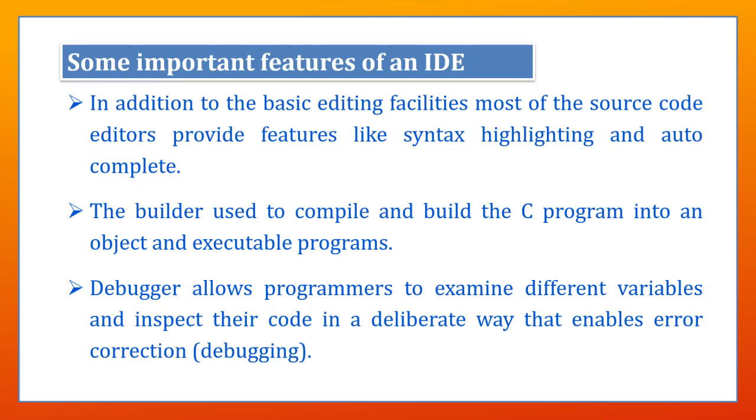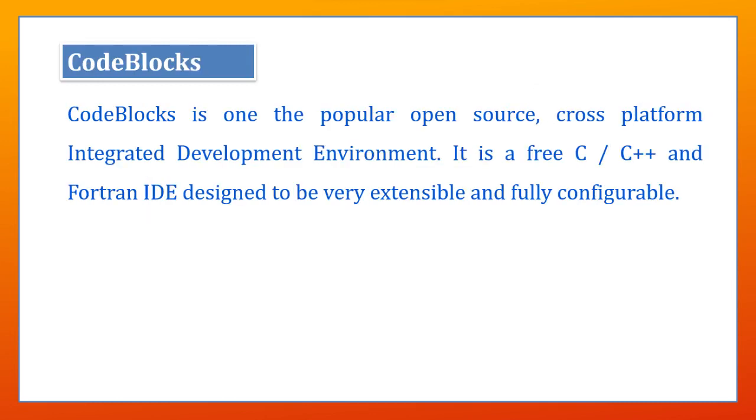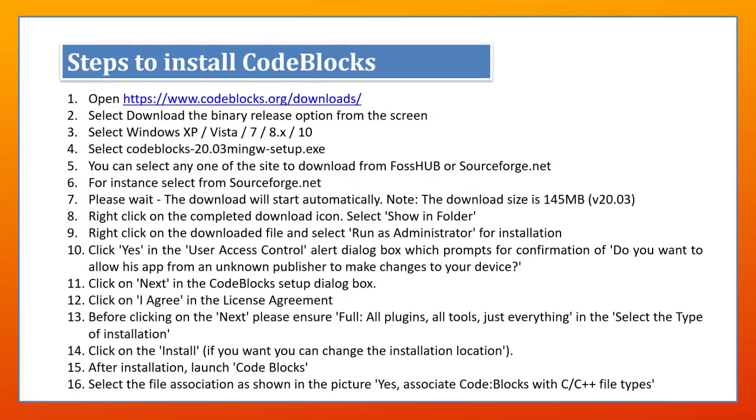There are different IDEs available for C programming. We are going to see how to install CodeBlocks, which is one of the popular open source cross-platform integrated development environment. It is a free C, C++, and Fortran IDE designed to be very extensible and fully configurable. At the time of recording this lecture, we have the latest version 20.03. Now we will see the step-by-step procedure to install the CodeBlocks IDE.